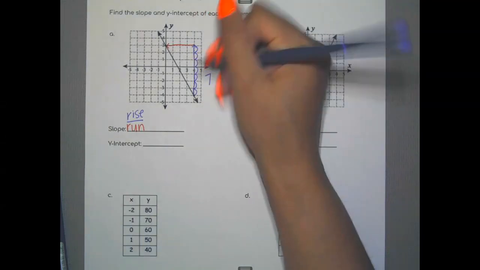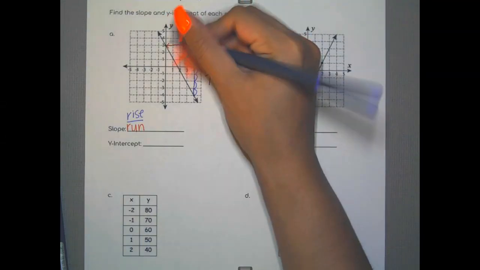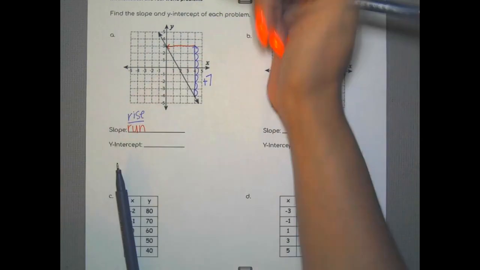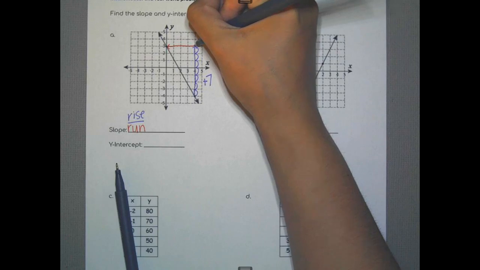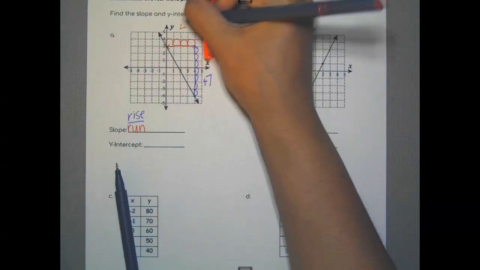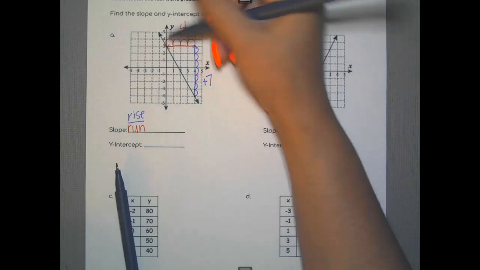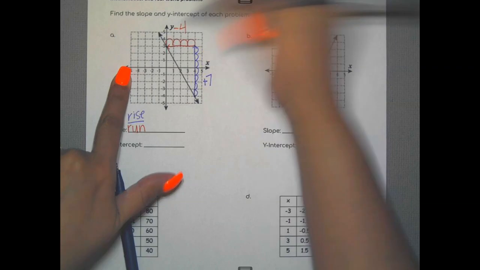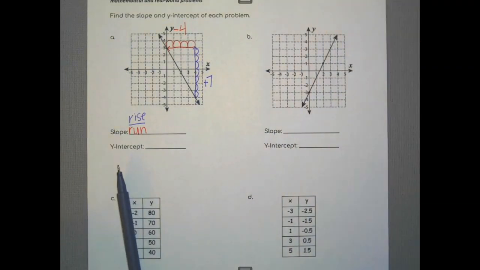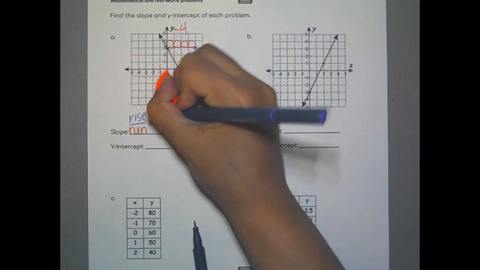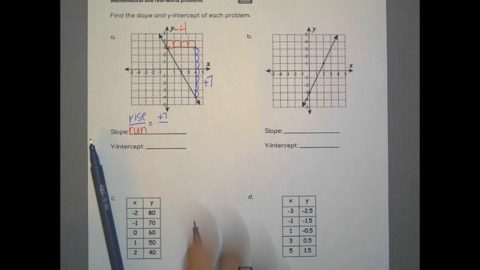So because I'm going up, those are positive numbers on our y-axis. So I'm going to put plus 7. And then to count my run, I'm going to count 1, 2, 3, 4. And I did that 4 to the left. And when I look at my x-axis, when I go to the left, those are negative numbers. So that'll be a -4. So to make my fraction, my rise will be plus 7 and my run will be -4.